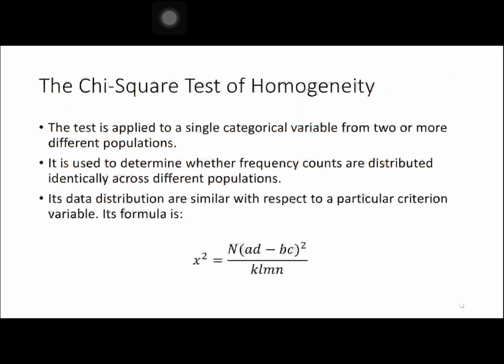Next, chi-square test of homogeneity. For this one, the test is applied to a single categorical variable from 2 or more different populations. So it is used to determine whether frequency counts are distributed identically across different populations. Its data distributions are similar with respect to a particular criterion variable. We can use this formula, or we can also use our first formula, that is chi-square is equal to the summation of the observed minus expected squared divided by expected. It's just the same.